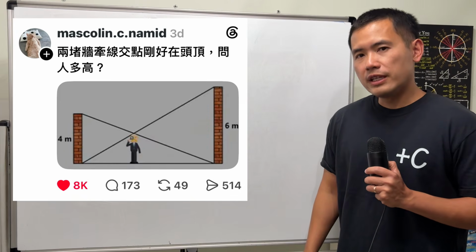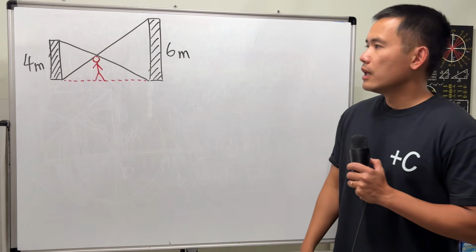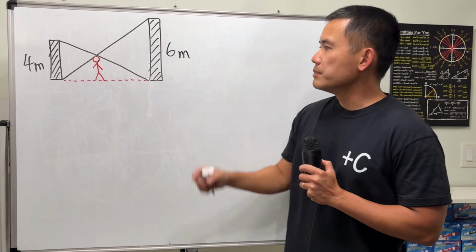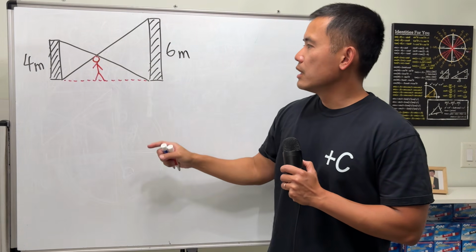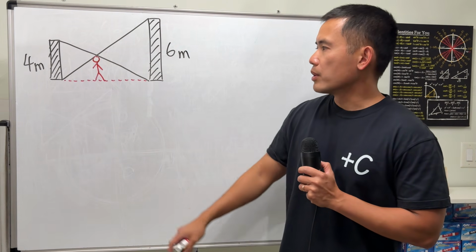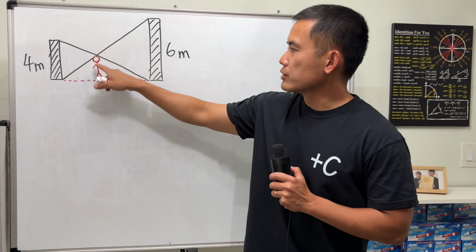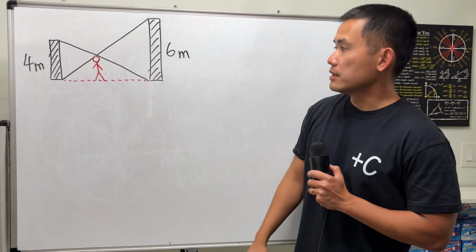So I just saw this very nice puzzle on Threads. The goal is to find out how tall the person is. As we can see, we have these two walls, and we have 4 meters and 6 meters. And we are connecting from here to here, from here to here, maybe with wires. And the person is standing right underneath the intersection. And let's say the top of his or her head is touching the intersection.